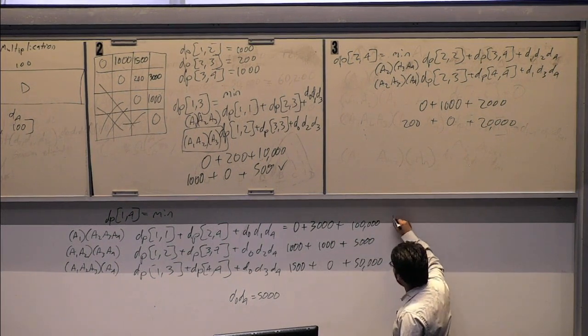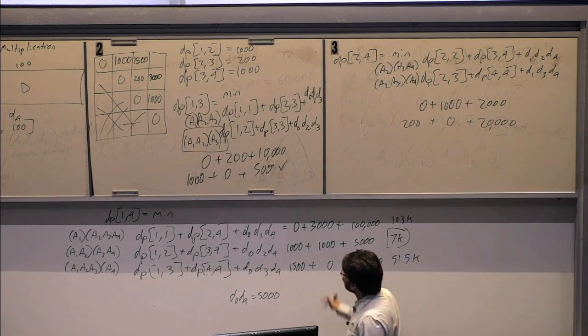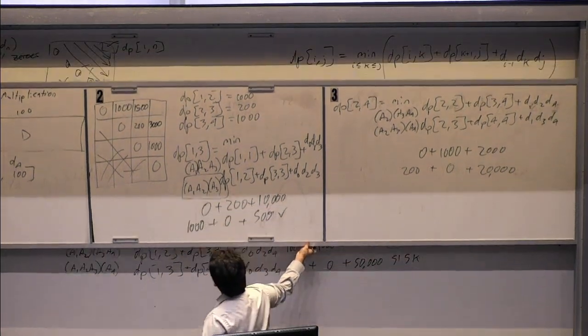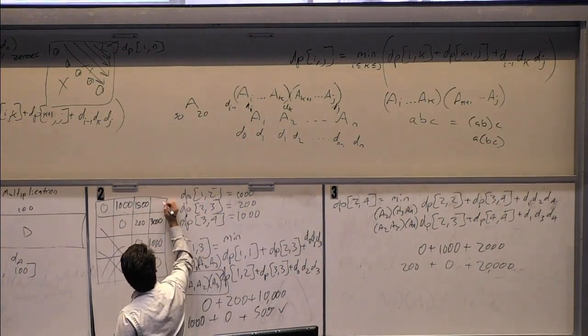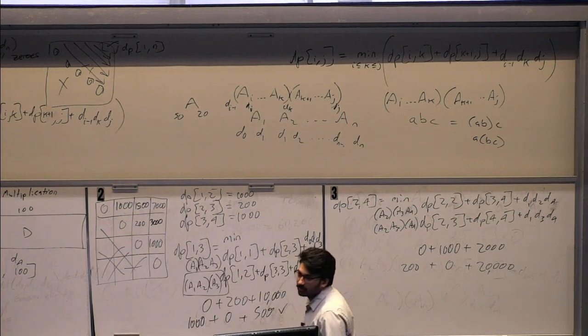Now this is going to be 103,000. This is going to be 7,000, and this is going to be 51,500, right? So the final answer is going to be this one. So we'll just fill this in the table. That's going to be 7,000 here. And if you recall, that's what we got originally for our first answer, dp.